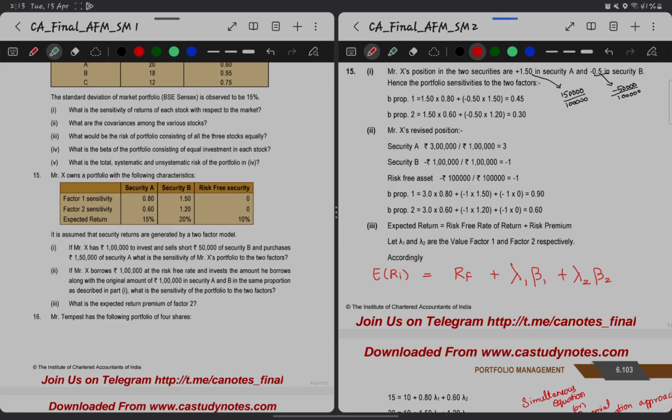Practical question 15. Mr. X owns a portfolio with the following characteristics. They've given two factors' sensitivity for security A and B, and then the risk-free security. Expected return is also given for A and B, and then the risk-free security.